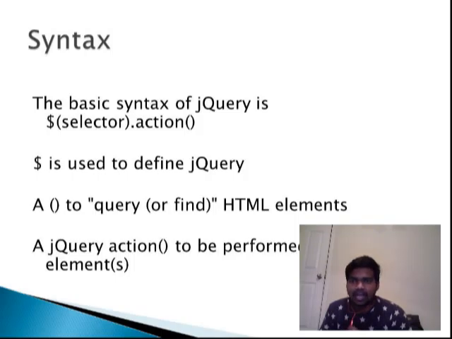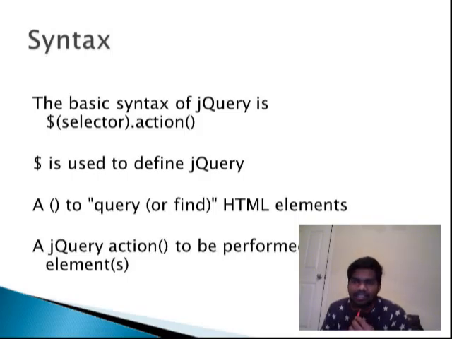The basic syntax of jQuery is like this: dollar sign followed by a selector, and it is followed by the action that we are going to perform. A selector is nothing but a p tag or an anchor tag or an image or an element that we're going to perform the action on, and the action should be within the parenthesis. The action can be a hide function or a slide function or a fade function or of that sort.